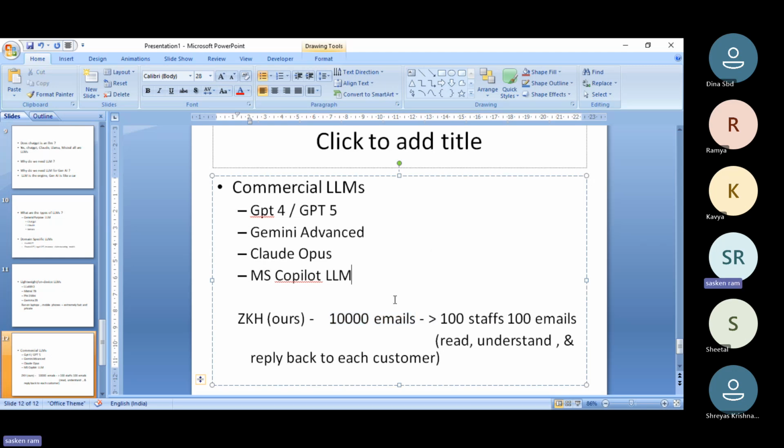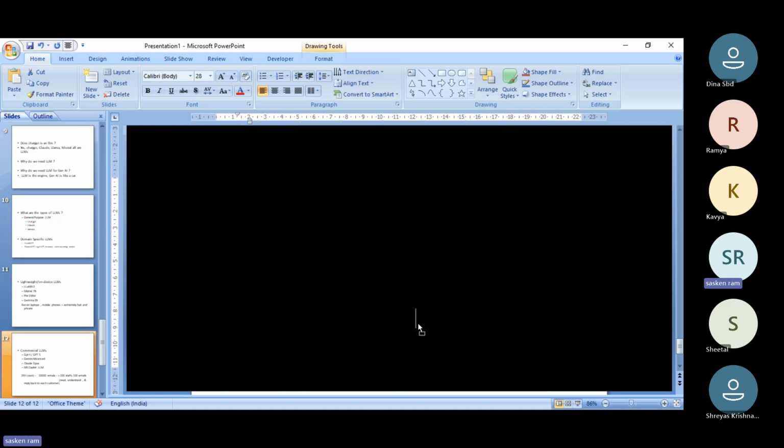But the challenge here is, 10,000 emails, I can send it. But if any of these emails contains personal information, like the age of the customer, the customer's date of birth, or other personal information like a credit card number, and by mistake that comes here and goes to the LLM, we are exposing the customer's information. So in the US, there is a strict law.